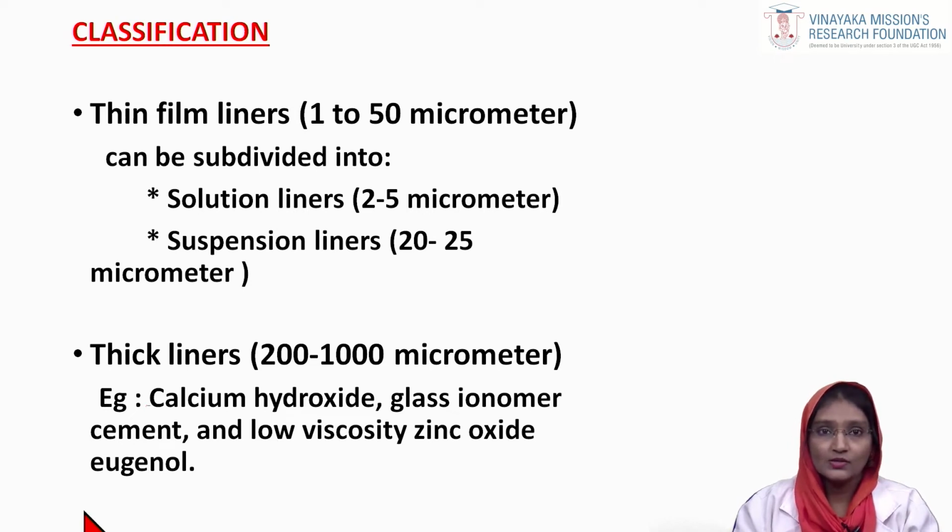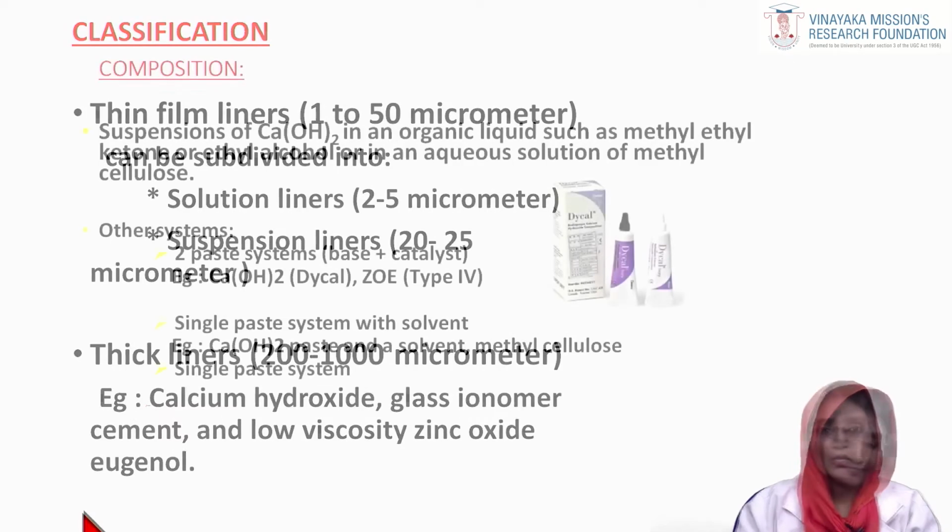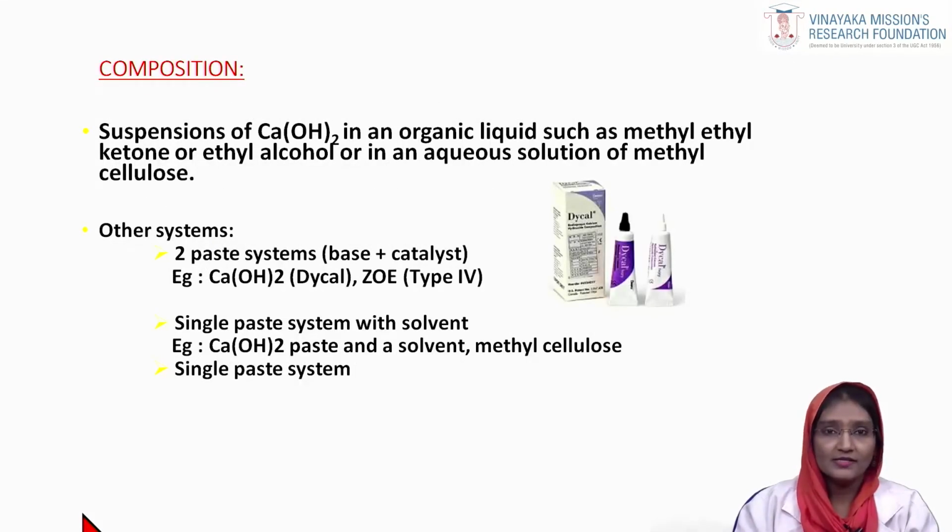1000 micrometers. An example of the thick film liners is calcium hydroxide, whereas the thin film liners are of two types: one is the solution liners, the other one is the suspension liners. The solution liner thickness is about 2 to 5 micrometers, whereas the suspension liners is about 20 to 25 micrometers. The composition of the cavity liners is a suspension of calcium hydroxide in an organic liquid like methyl ethyl ketone or the aqueous solution of methyl cellulose.